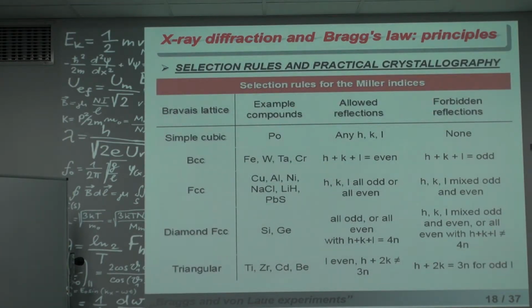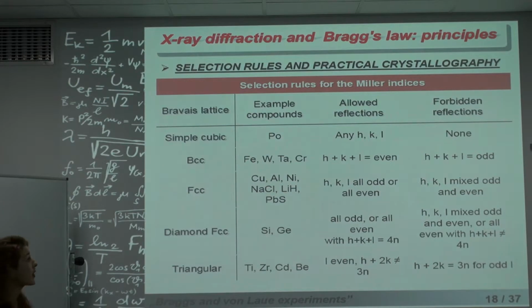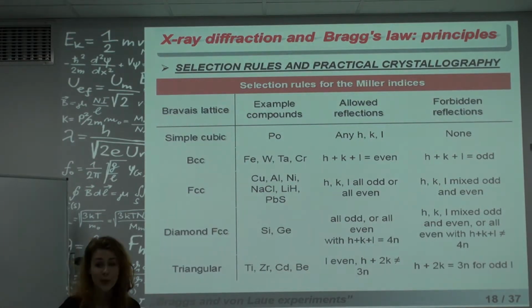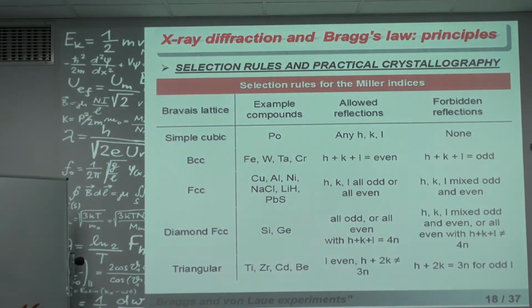One more example is the selection rules for the Miller indices for some of the Bravais lattices, at least for primitive cubic. So we see that, depending on the compound, we can count the allowed reflections and the forbidden ones. And it is very easy to count, knowing at least h, k, and l. That's why those h, k, and l Miller indices are so important.